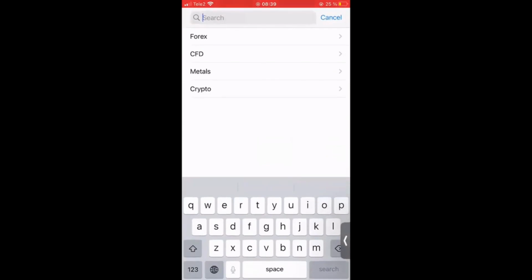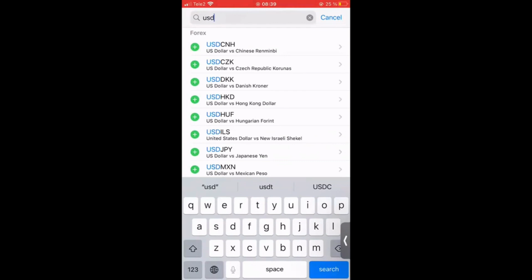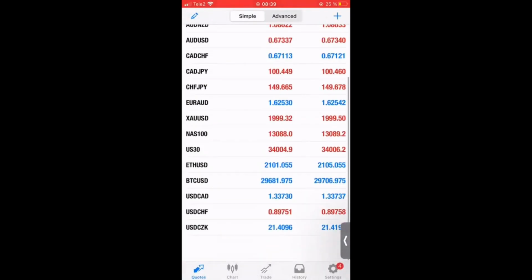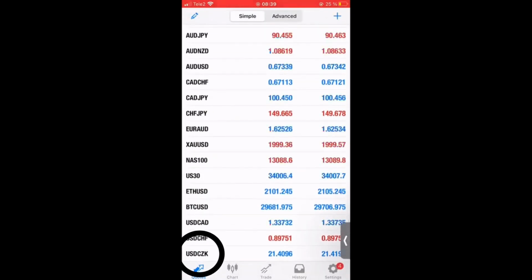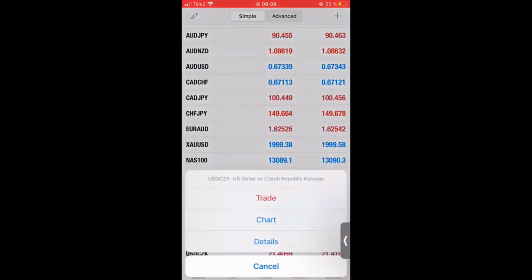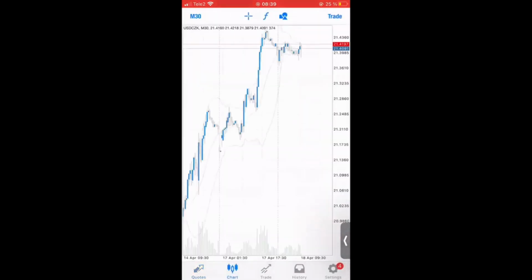So let's say that I want to trade USD something. We have USDCZK. So I press the plus button. I go back to the front page, and what you see at the bottom of the front page now, you can see USDCZK. If you want to trade this pair, you can just press trade, or you're going into the charts to see what the chart is giving you.